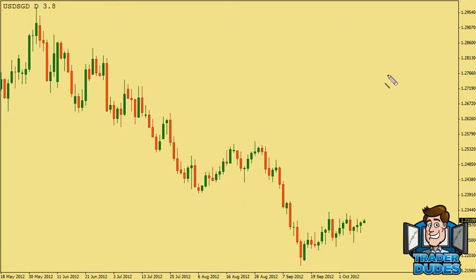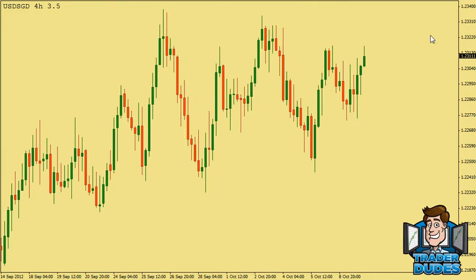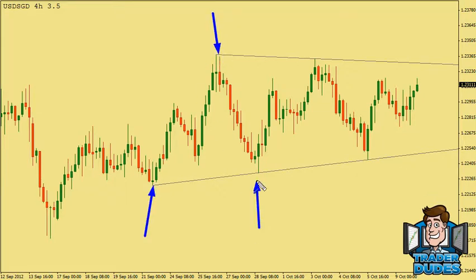Okay, so now let's jump down to the 4-hour chart. And okay, so here we go. It's the 4-hour chart. As you can see, this is what we're looking at. We're seeing what's called, some people call it a pennant, but personally I call it a triangle. And it's as close to a textbook triangle as you can get. As you can see, we have 1, 2, 3, 4, 5 touches so far.